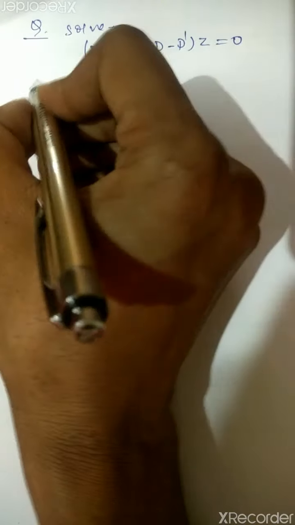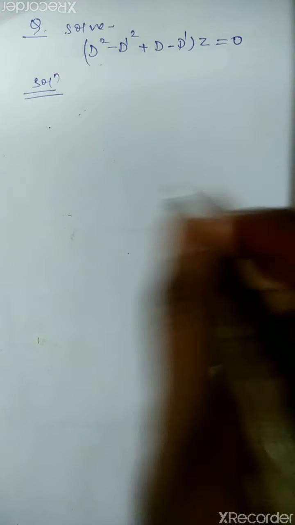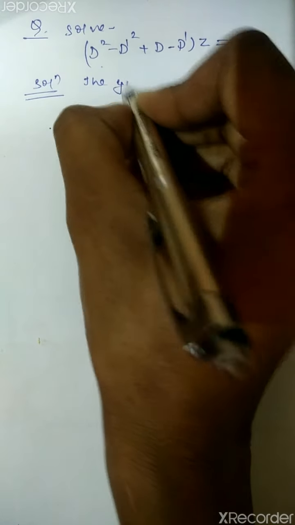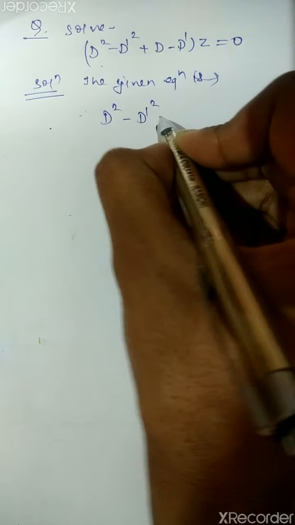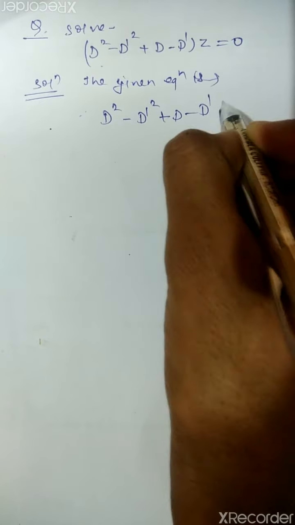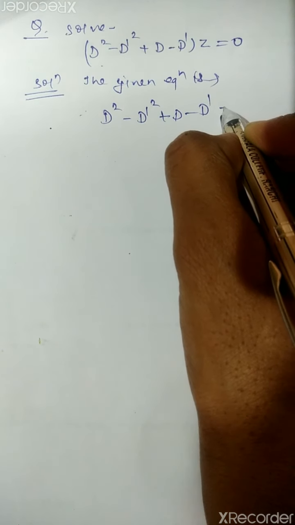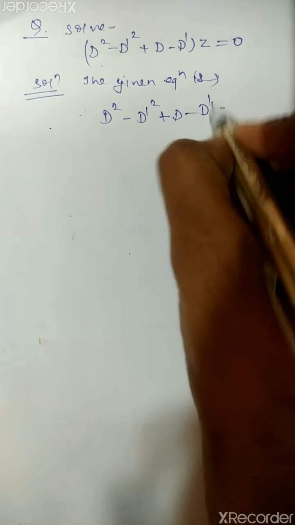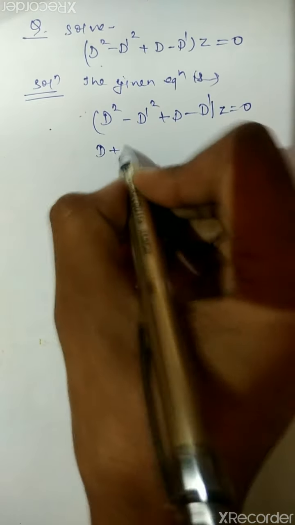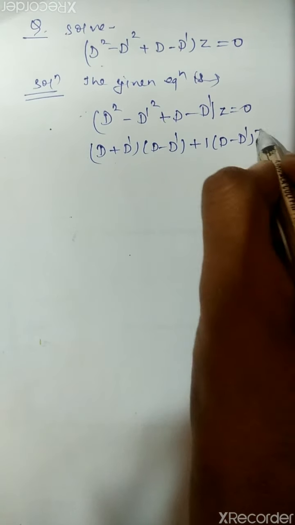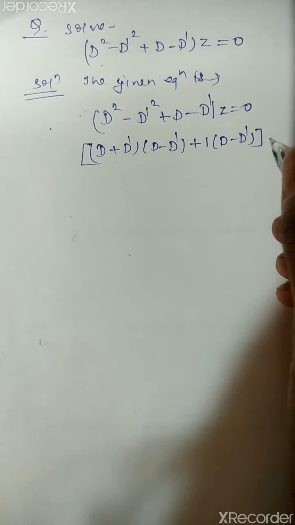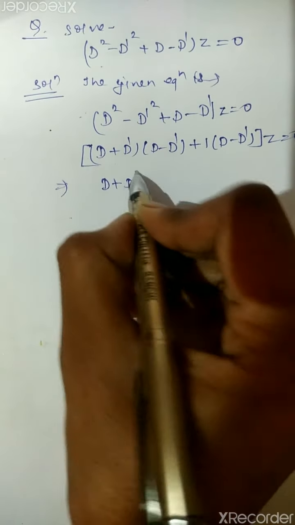So what do we do? Solution. First we write the given equation: (D square minus D' square plus D minus D') z equals 0. Now factorize this. We get (D plus D')(D minus D') plus 1 times (D minus D'), into z equals 0. So this implies we can write this as (D plus D').